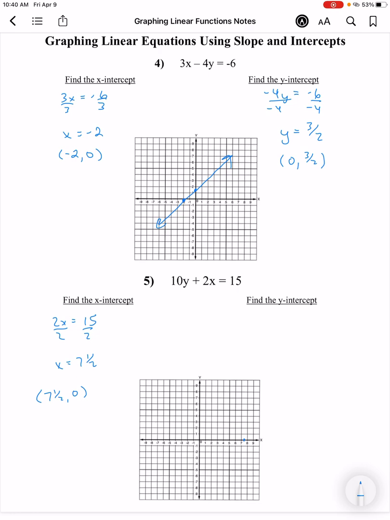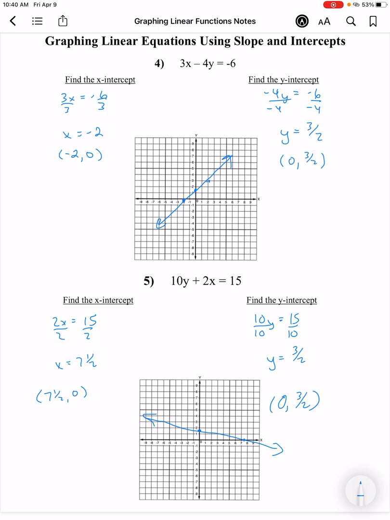All right, then to find the y-intercept, I'm going to say 10y equals 15. Divide both sides by 10. So y equals 3 over 2, or 1 1/2. So that would be (0, 3/2). So again, I would have a dot that goes through 1 1/2. And then from there, I would draw a line that cuts through both of those points. Put an arrow on the end, and there is the graph that matches that equation.